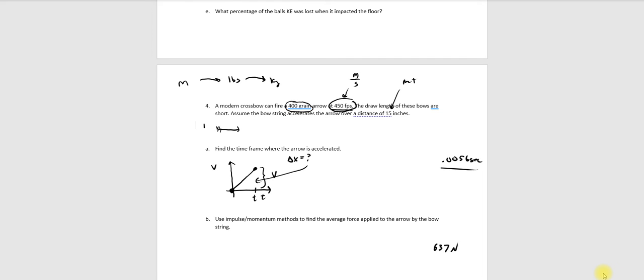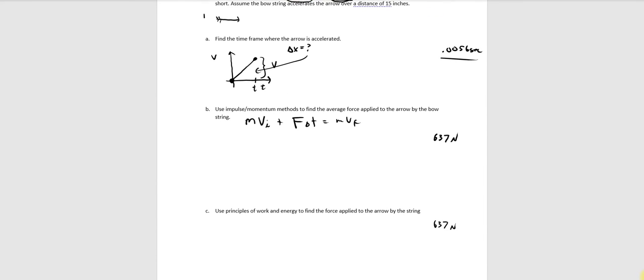All right, part B, use impulse momentum methods to find the average force applied to the arrow by the bow. So, remember how momentum works. The initial momentum of a system, I usually call it mv initial, plus the impulse added to the system, F delta t, equals your new momentum, mv final. I write this down and use it to guide me as I'm writing these. You're going to draw a picture now. Remember, impulse momentum diagrams. Hopefully you've watched my video on that. So here's maybe a picture of the arrow. Picture 1. Now 1 is before it's fired.